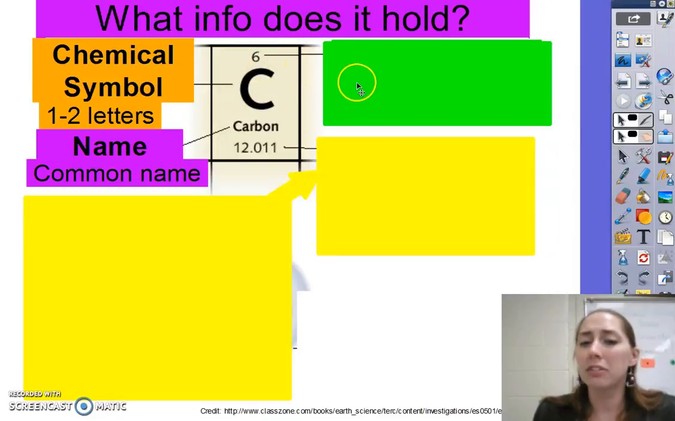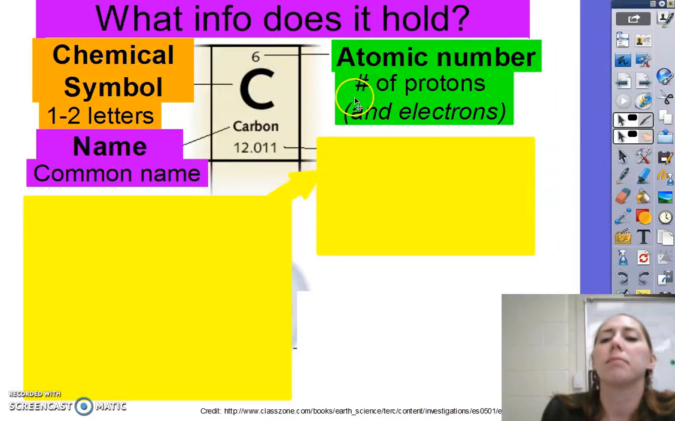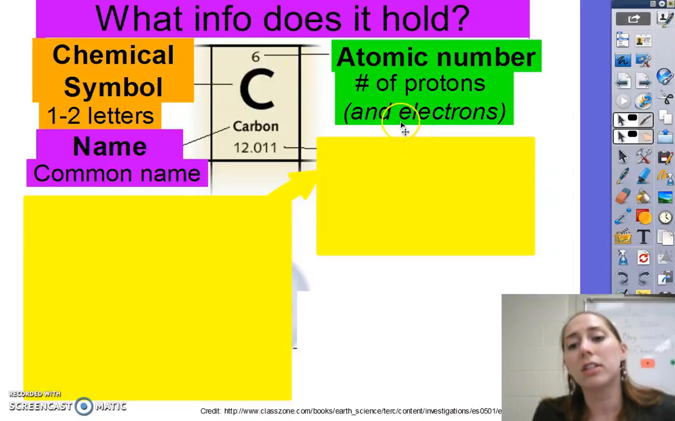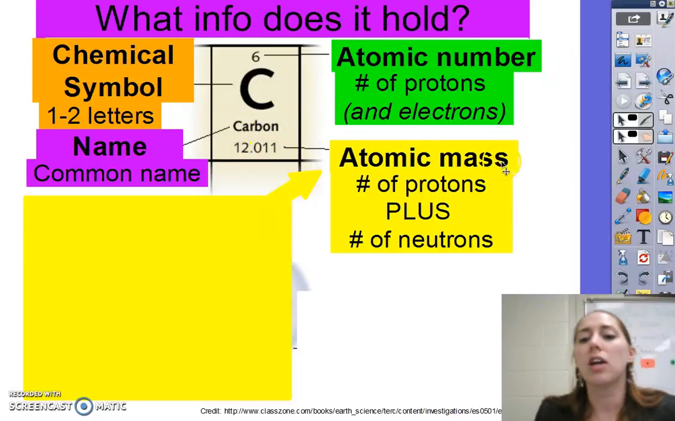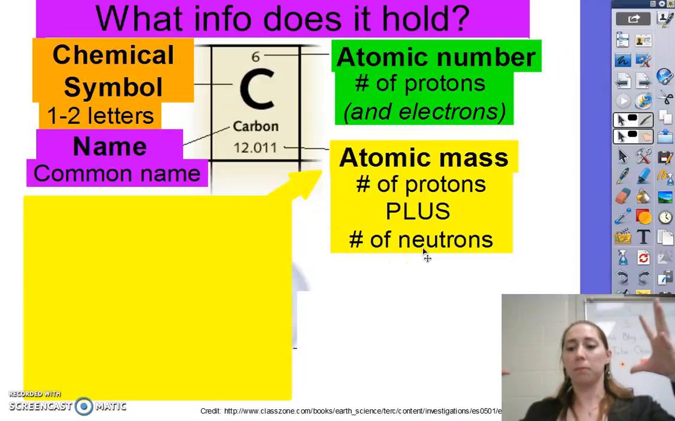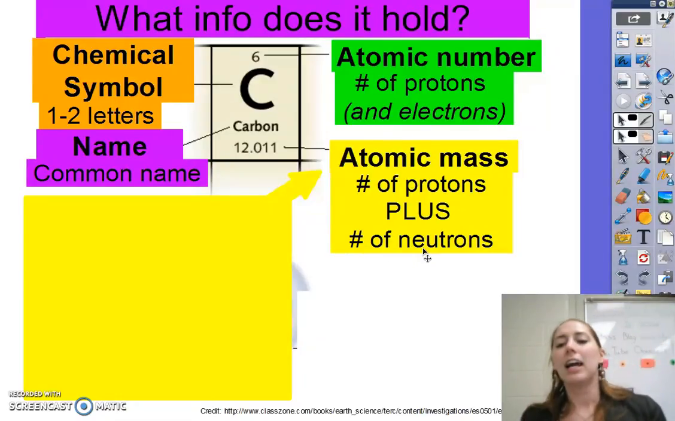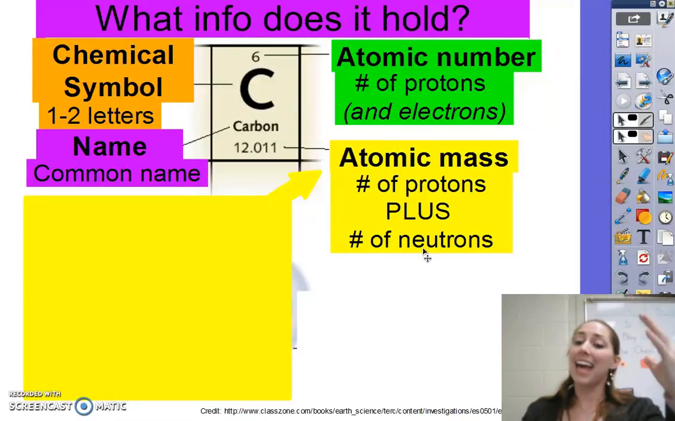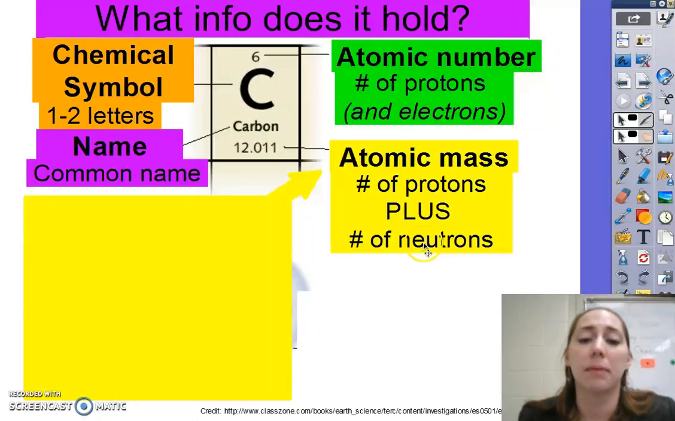This number here, generally at the top, that's our atomic number. It tells you the number of protons and also the number of electrons. It's always going to be a whole number. And then generally at the bottom, often with decimal places, you'll find your atomic mass. This is your number of protons plus your number of neutrons. Because remember, protons are big, neutrons are big, electrons are little. And so those big neutrons and protons added together make up that atomic mass.